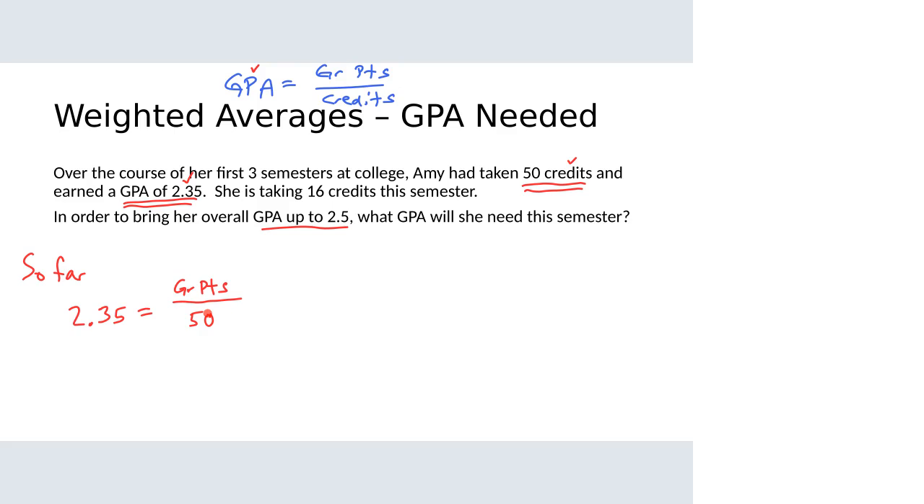And I don't know how many grade points she's earned so far, but because I know 2 of these 3 pieces, I can figure it out. So the number of grade points she's earned so far, let's see, I can multiply by 50 on the right so that those cancel, multiply by 50 on the left, and let's see, 2.35 times 50, Amy so far has earned 117.5 grade points.